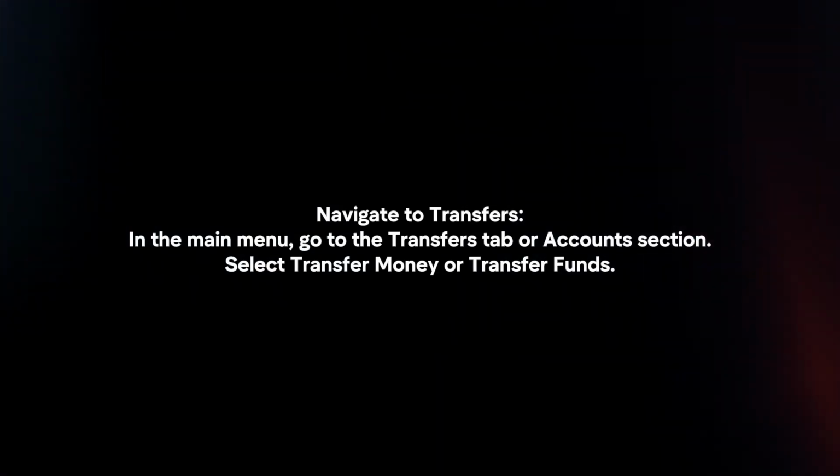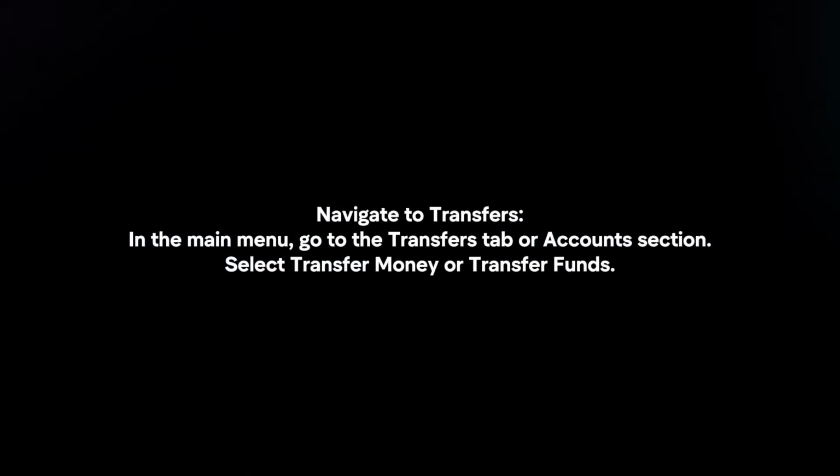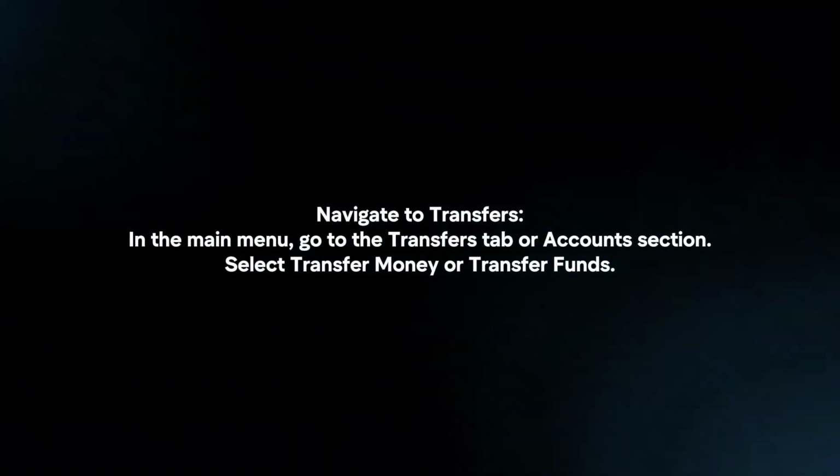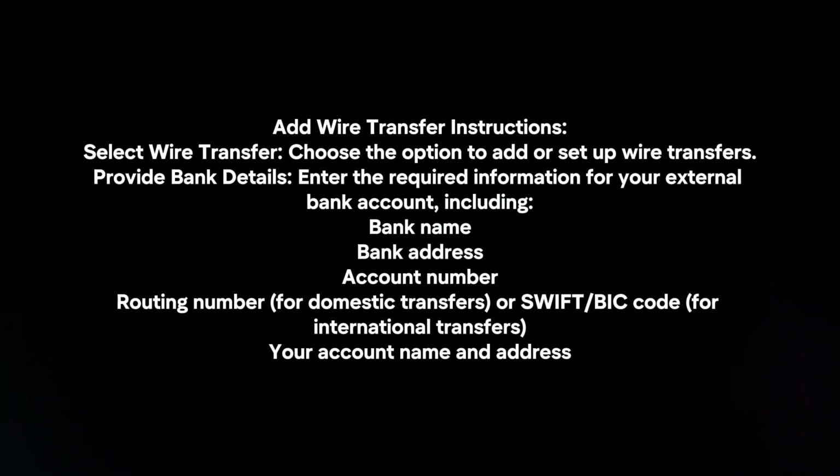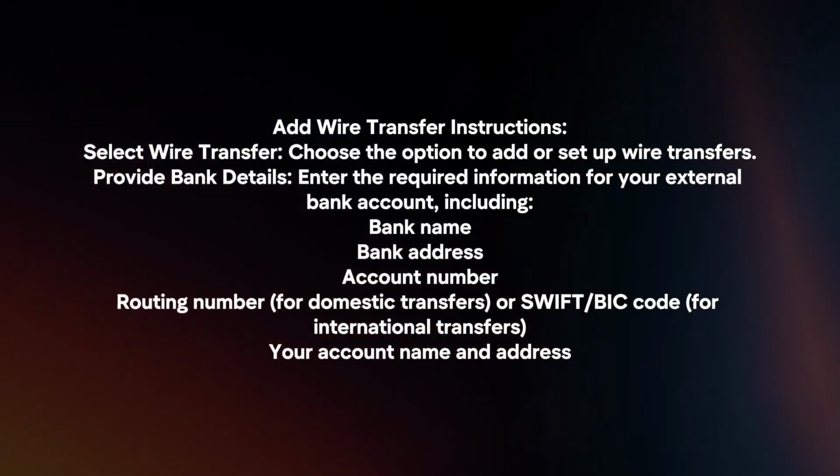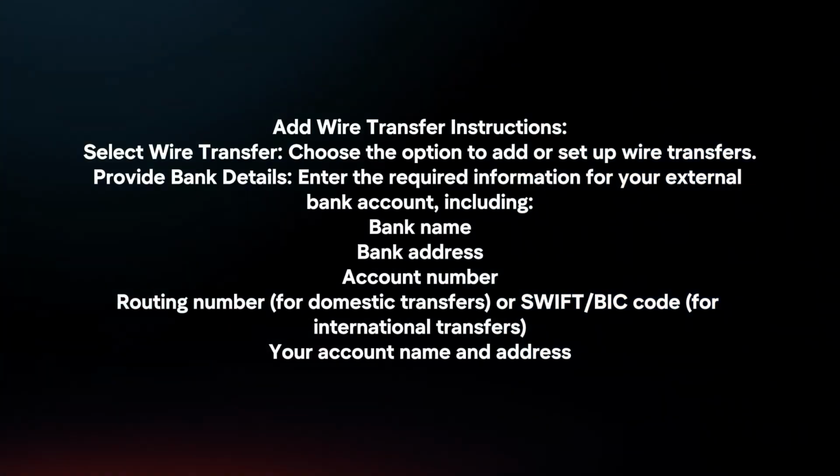Navigate to Transfers. In the main menu, go to the Transfers tab or Account section. Select Transfer Money or Transfer Funds. Add wire transfer instructions. Select Wire Transfer. Choose the option to add or set up wire transfers.